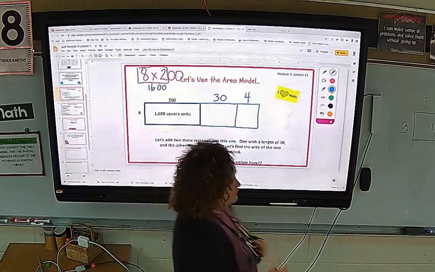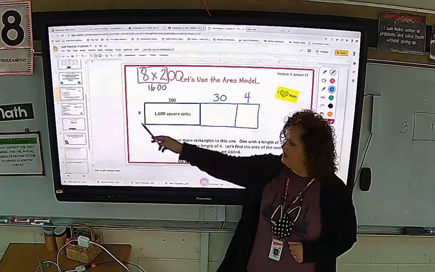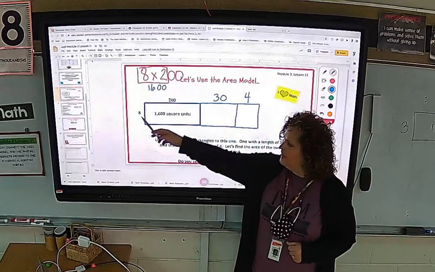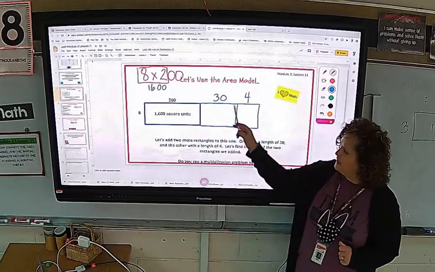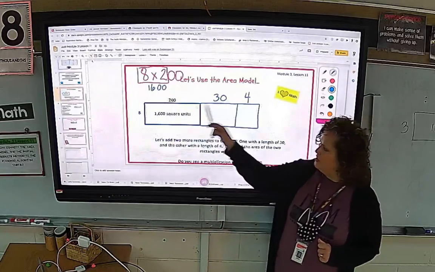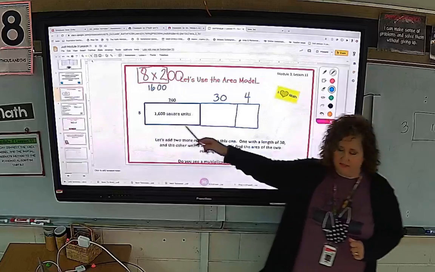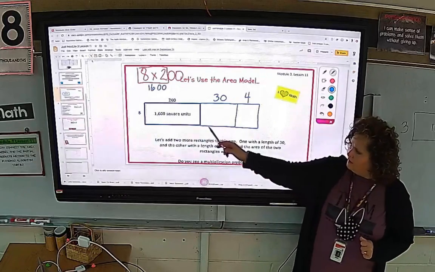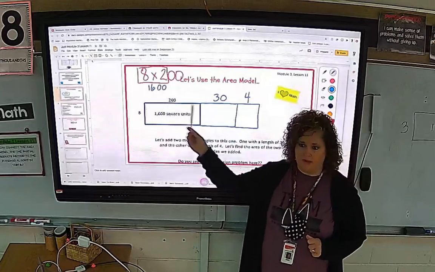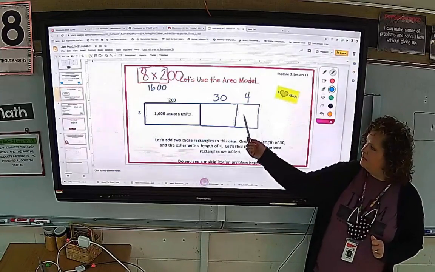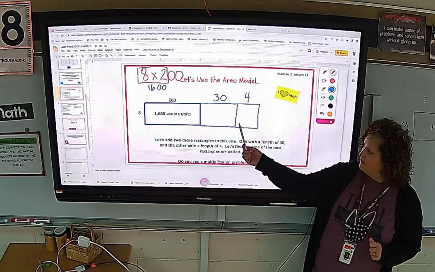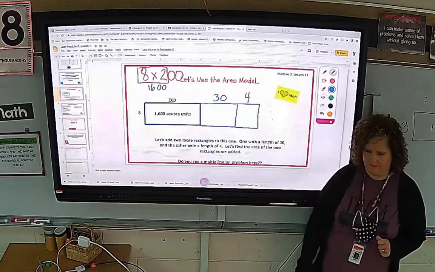Okay. Now they all have the same width. This rectangle is 8 in width and 200 in length. This rectangle is 30 long but 8 wide. Do you see that? It still has that 8 right there. Because remember how opposite sides of a rectangle are the same? Okay. So this rectangle would also have 8 for its width and 4 for its length.